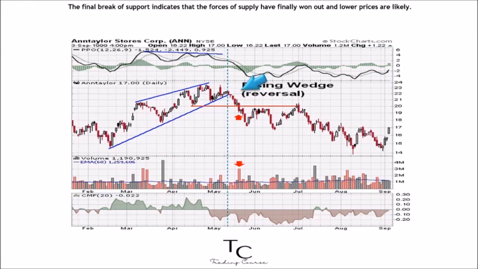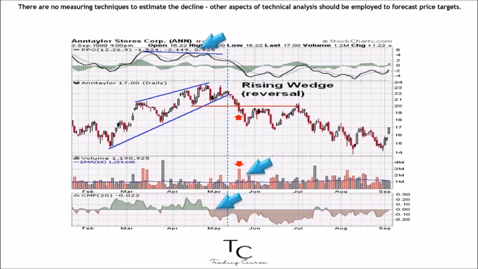The final break of support indicates that the forces of supply have finally won out and lower prices are likely. There are no measuring techniques to estimate the decline. Other aspects of technical analysis should be employed to forecast price targets.